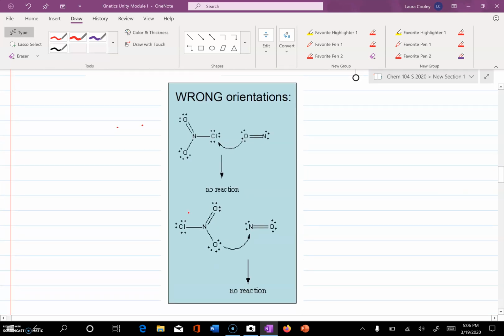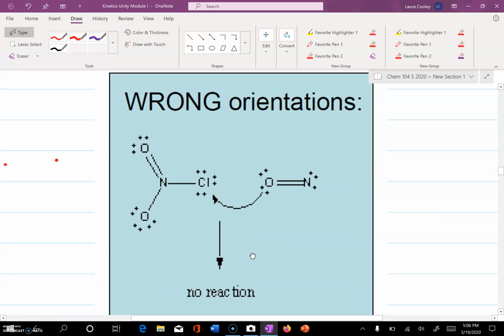But here's a couple of wrong orientations that I can show you, okay? So here, with the one above, I had the NO oriented like this, and the N was pointed directly at the Cl, but this is showing what happens if the O is pointing directly at the Cl, and you'd basically get no reaction because it's the wrong orientation.